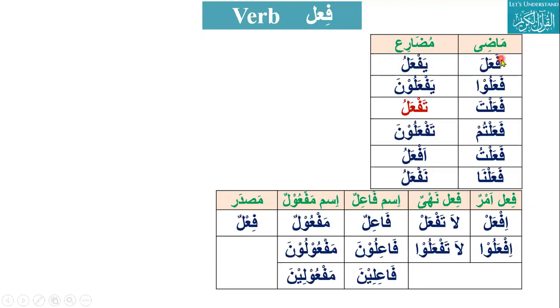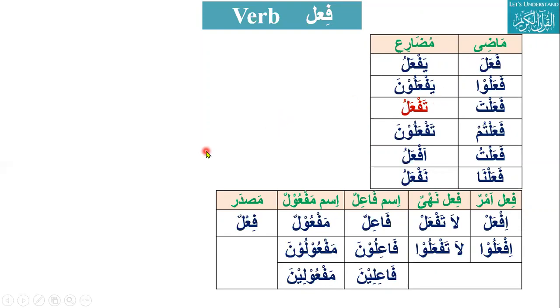So from this one word, we are making 23 more words. So if we know this one word and we know this pattern and we know this table, we can know the meanings of all those words. These words come in Quran in different forms and shapes, so we can figure out where each one fits.